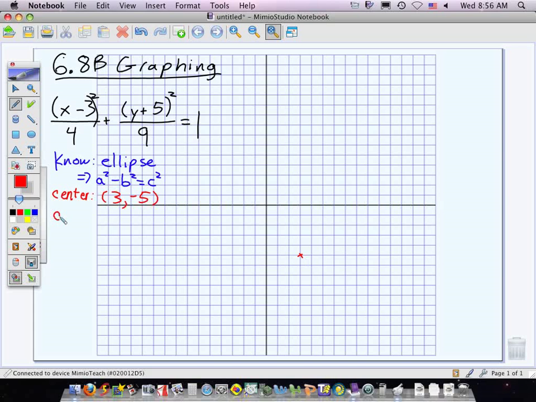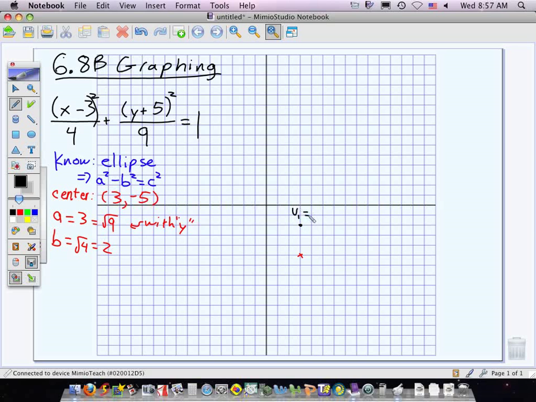So let's see, what's our A value? And what's our B value? What's our A? 3, right? Because it's the square root of 9. And here we have the square root of 4 is 2. Okay, so let's see, this was with our y. So that tells me, okay, from my center, I'm going to go up and down 3 to get the vertices. So if I went up 3 from the center, 1, 2, 3, here's a vertex.